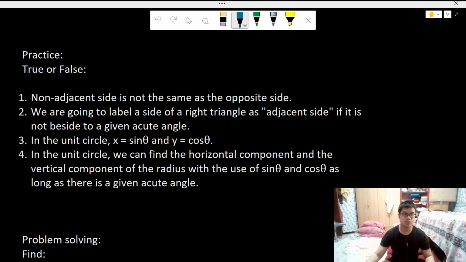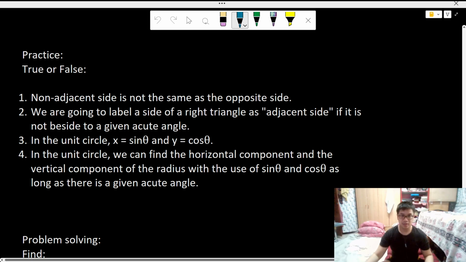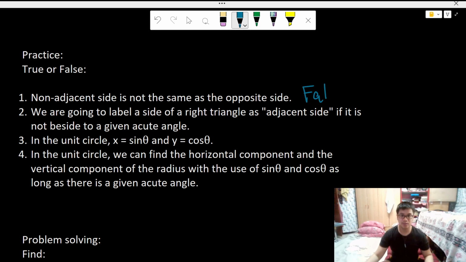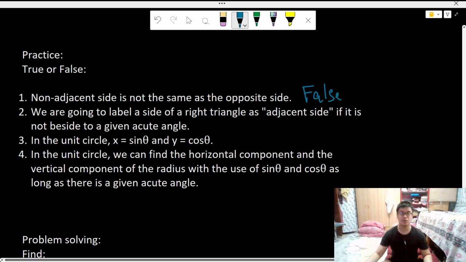Let's start first with this one, true or false. Number one, non-adjacent side is just the same, or sorry, it's not the same as the opposite side. Well, the answer for this one is actually false. All right, this is false.